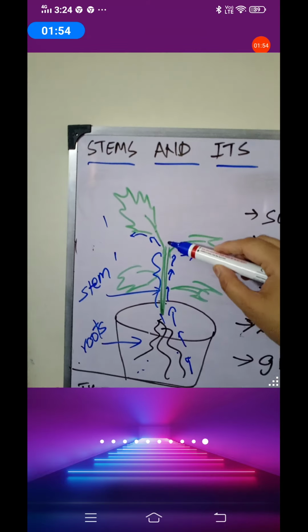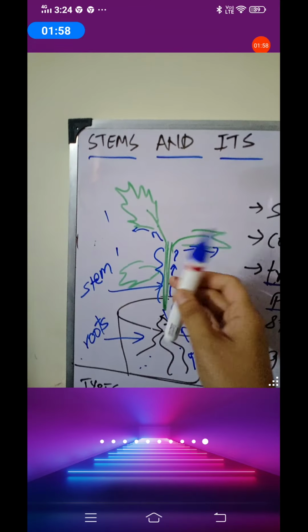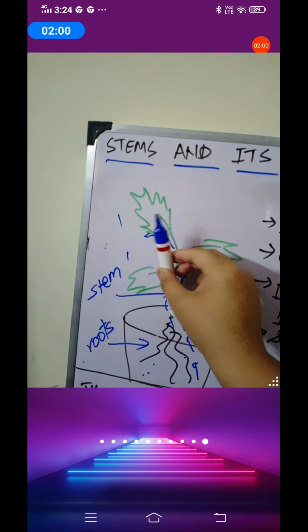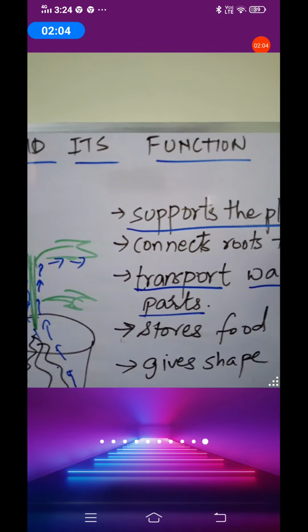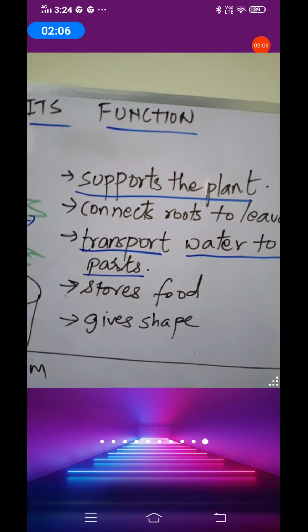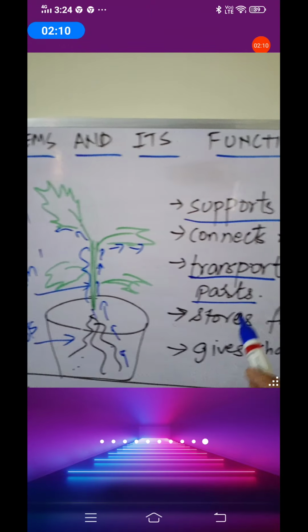Then what else is the stem doing? Because this stem is good and strong, the plant is standing like this. If the stem is weak, what will happen? It will fall down. So stem is supporting the plant.